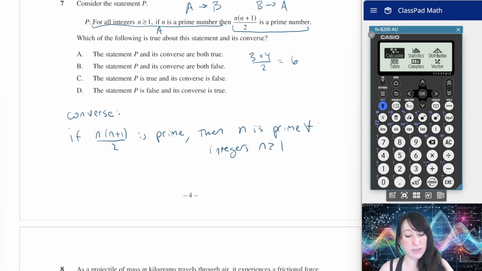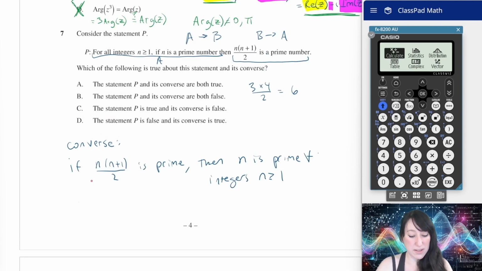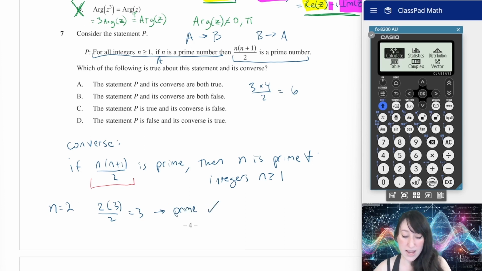What about its converse? So let's further consider this statement here and what it means for it to be prime. So we know classically that n and n plus 1 will have to be one even, one odd. If n is meant to be a prime number, the only time n will be even is for n to equal 2. And we already tested that actually. That would be 2 times 3 over 2, which is 3, which is prime. And both n and n times n plus 1 over 2 are prime, so it's true in that case.